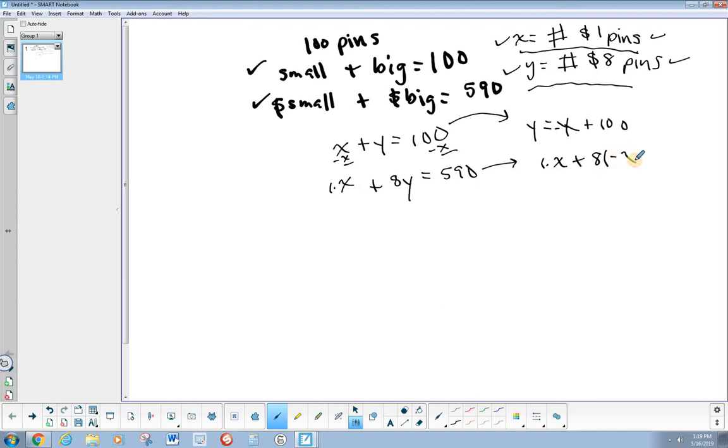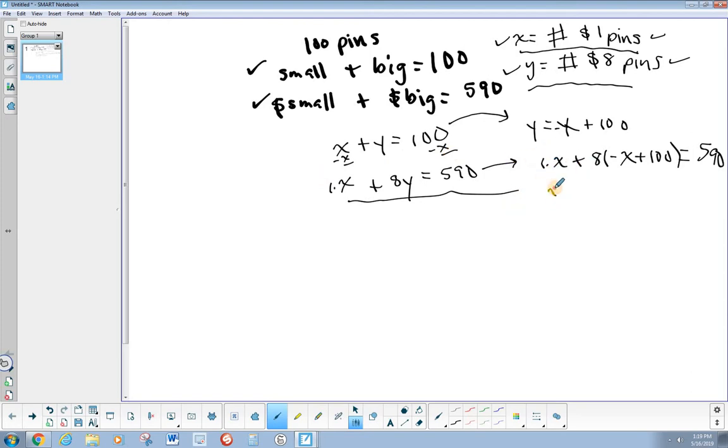Put that in parentheses. That's what times means, in parentheses. And we're just writing the rest of this equation right here. We're finding the solution to this system. We're finding the x and the y that make these both true to answer this question. How many little pins did she buy? If she bought 100 total, she spent $590. The little ones cost $1. Big ones cost $8. How many little ones did she buy? We can figure that out by writing and solving a system.